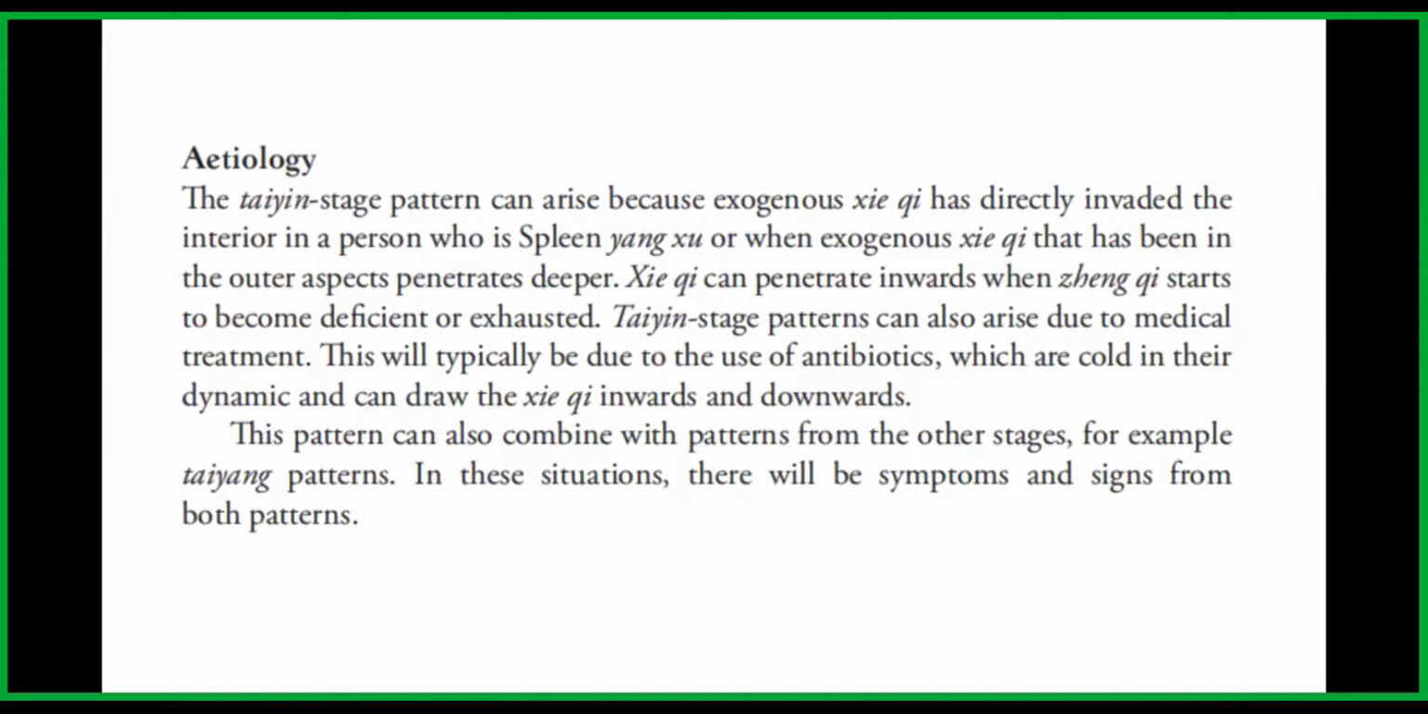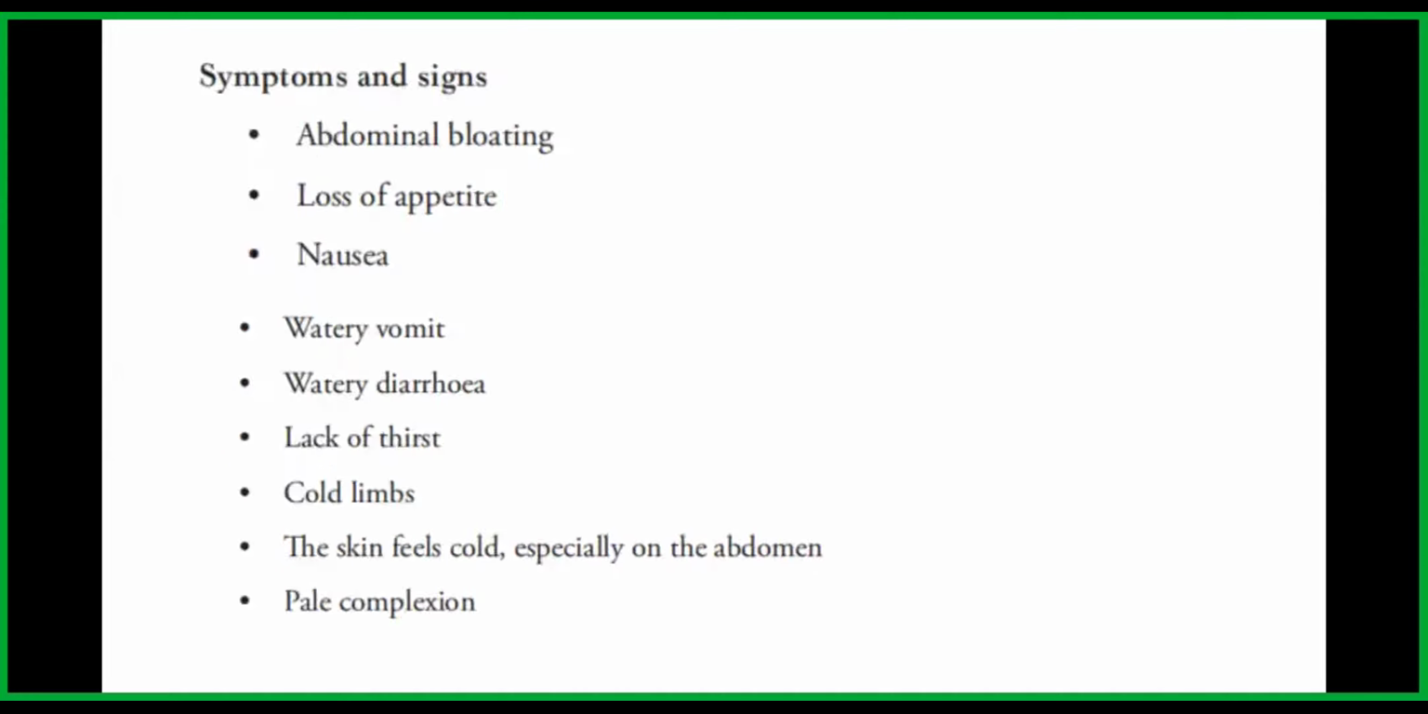Taiyin stage patterns can also arise due to medical treatment. This will typically be due to the use of antibiotics, which are cold in their dynamic and can draw the qi inwards and downwards. This pattern can also combine with patterns from the other stages, for example, Taiyang patterns. In these situations, there will be symptoms and signs from both patterns.